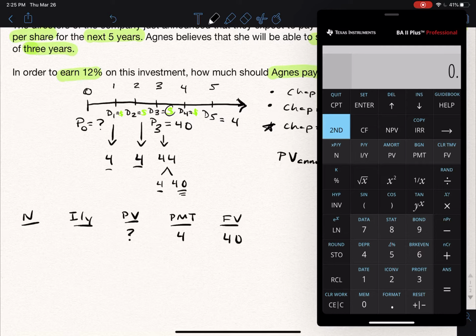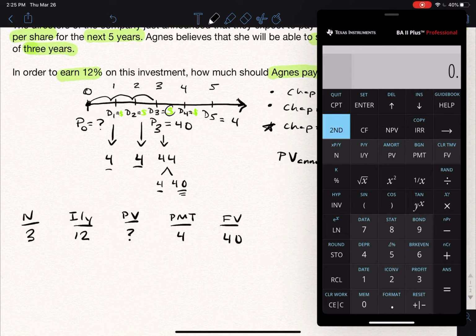Well, this is where it gets a little tricky. Let's see here. So she says that she's going to hold it at the end of 3 years. So if she's buying it today, 1, 2, 3. Yep, so she's going to hold it for 3 years. Okay. And let's see, the interest rate that she requires on her investment is 12%. So we're going to put a 12 there.